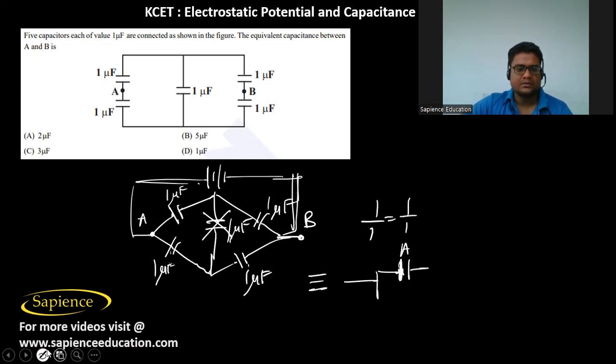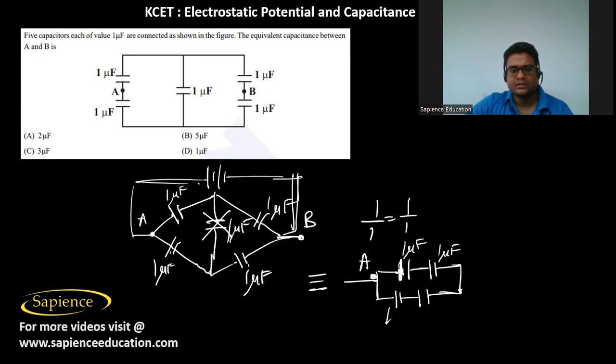So this one is the point A, this one is 1 microfarad, and this one is 1 microfarad, this one is 1 microfarad, and this one is also 1 microfarad. So across points A and B, these two branches are connected. Two capacitors are connected in series, so their equivalent will be 1 by 2, and here also the equivalent will be 1 by 2.